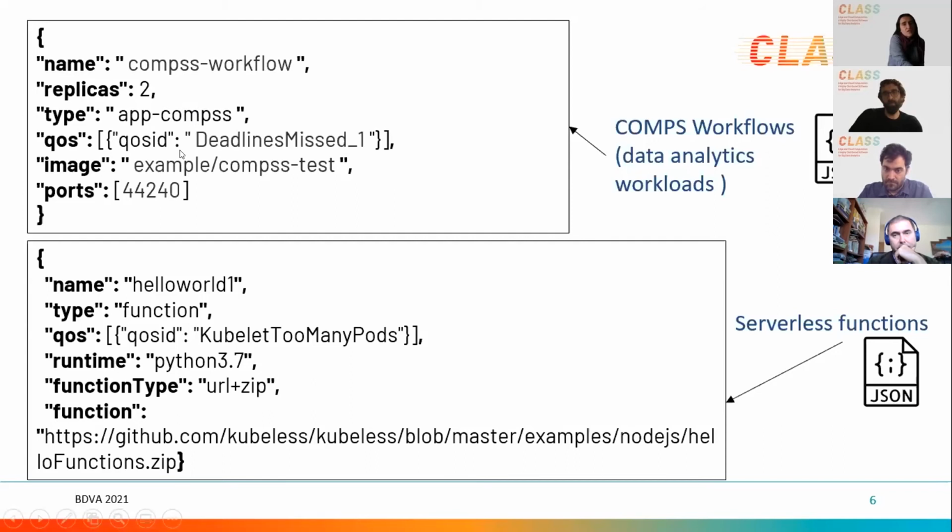And it also has the name of the template that defined the quality of service. In the case of COMPSs, it is also deadline missed. The concept of deadline is also from the previous presentation. We also have the capability of implementing serverless functions. It will be a very similar JSON file.